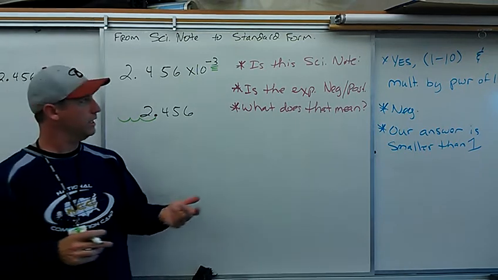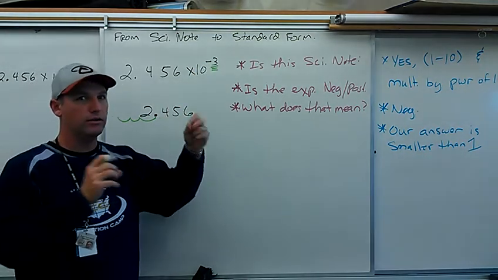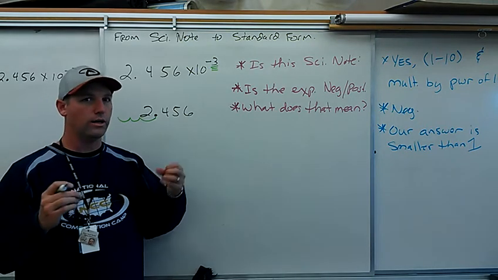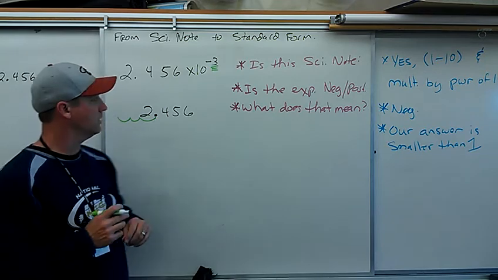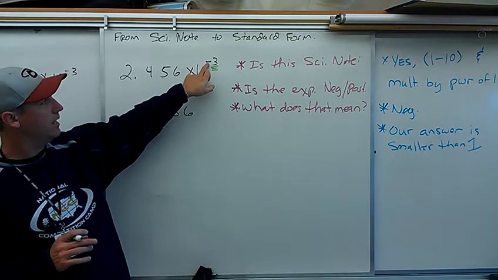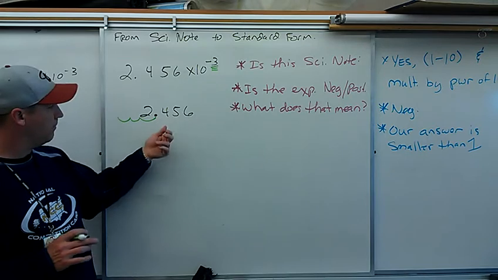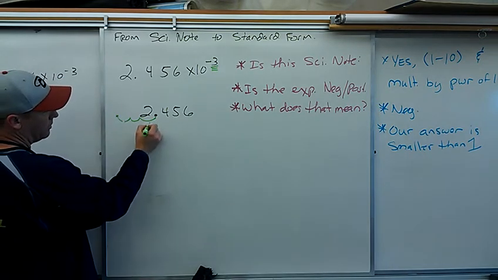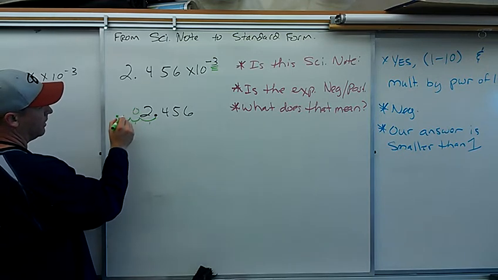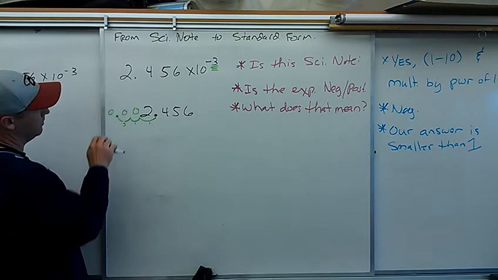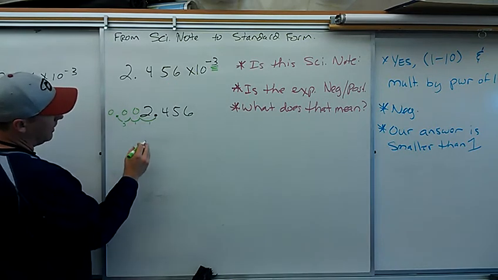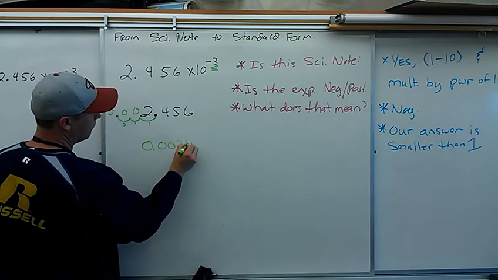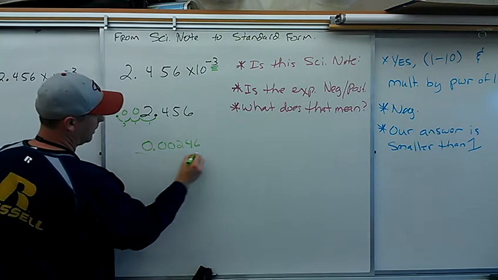What I don't want you to think is negative tells me to move it left or anything like that, because it can get confusing when you're moving from one standard form to scientific or vice versa. So we don't think about that. We think that negative tells this to be a number smaller than 1, so I have to move my decimal point to make it smaller than 1. So my decimal point's going to go there. There's my 1, 2, 3 times. Plug in a 0, plug in a 0, plug in a 0. So I have 3 zeros, and then my answer is 0.00246 for my final answer.